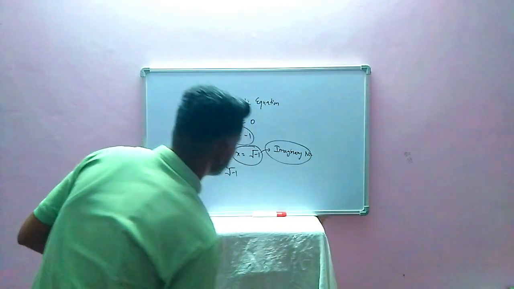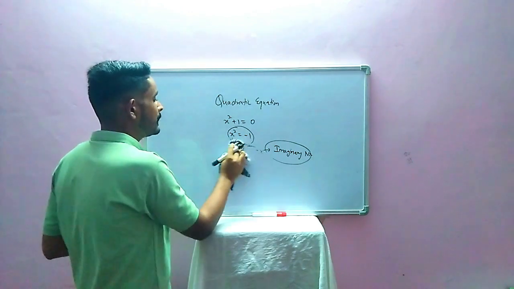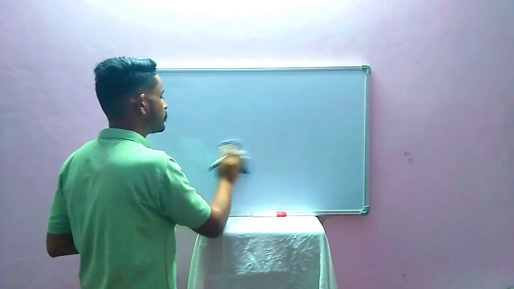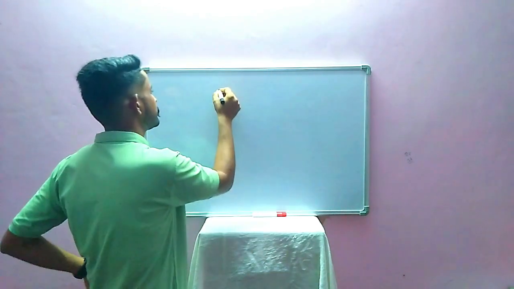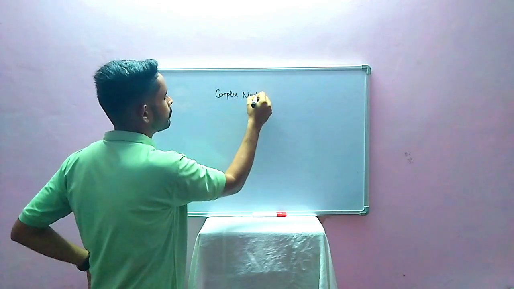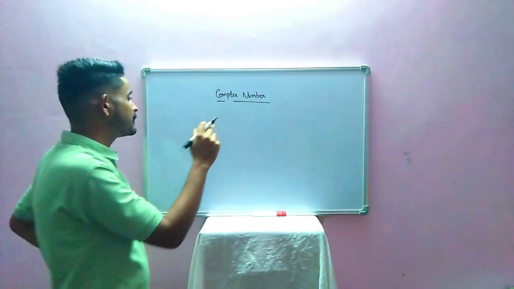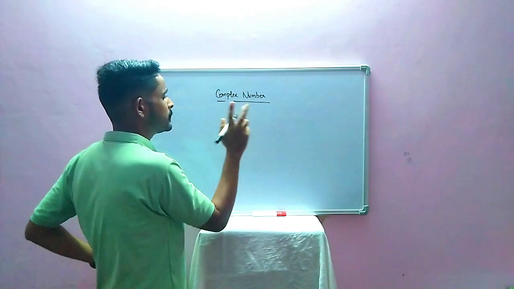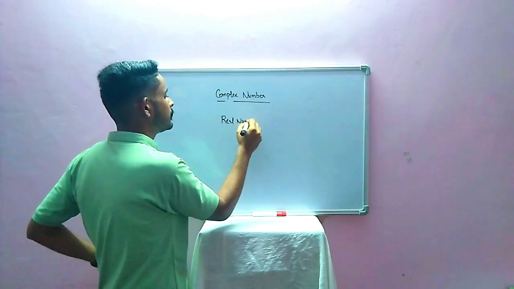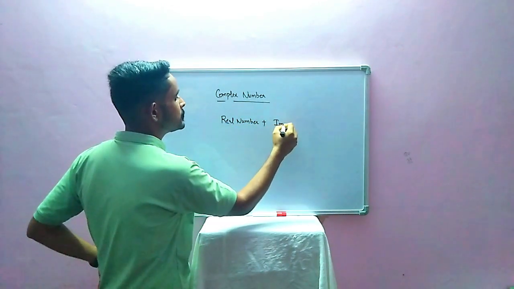So we introduce a new number, that is imaginary number, and one another number, that is the name of our topic, complex number. Complex number is nothing but the combination of two numbers. One is real number and second is imaginary number.